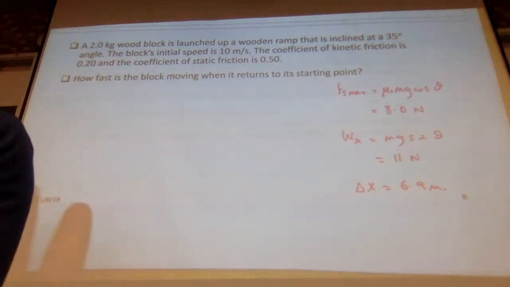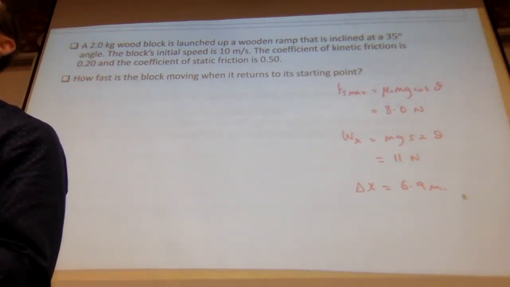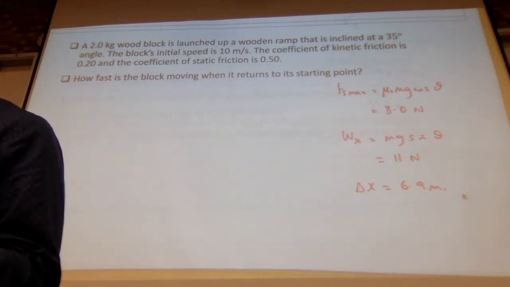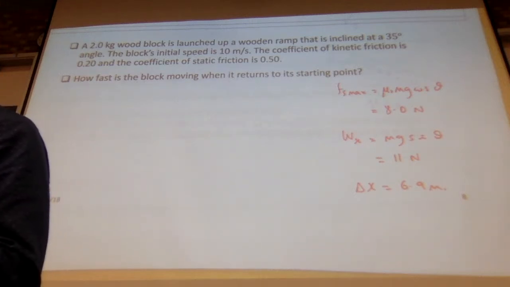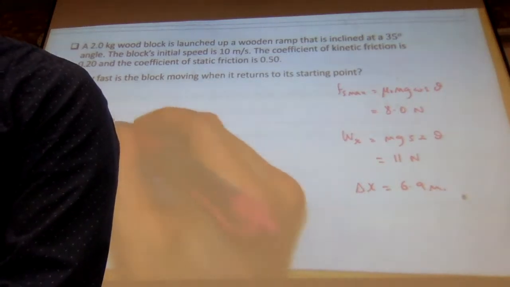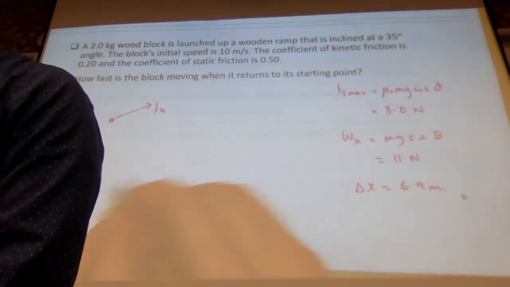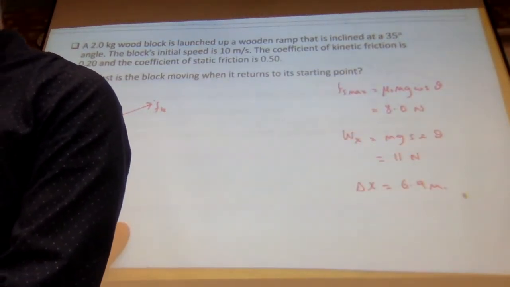This is why I like the question. I like the question because you have to think about what direction is the friction force. So this is a kinetic friction force, so it always opposes the direction of the motion. In this particular case, the friction force is back up the ramp, same magnitude, but this time it's up the ramp. And the weight force, you can't change the direction of that.